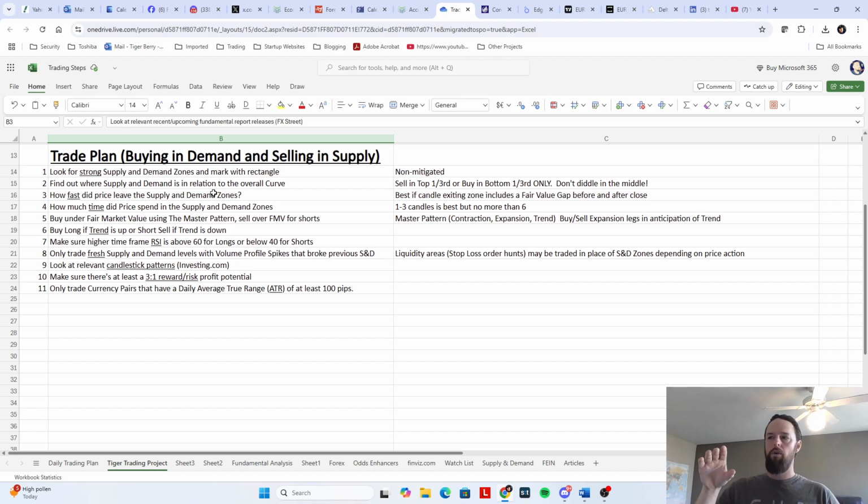But it's important to know. It's important to know the curve. It's important to know where price is relative to the big time frame.